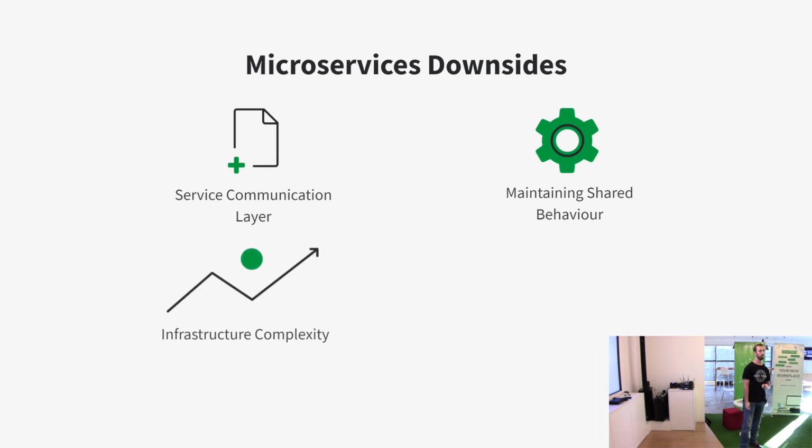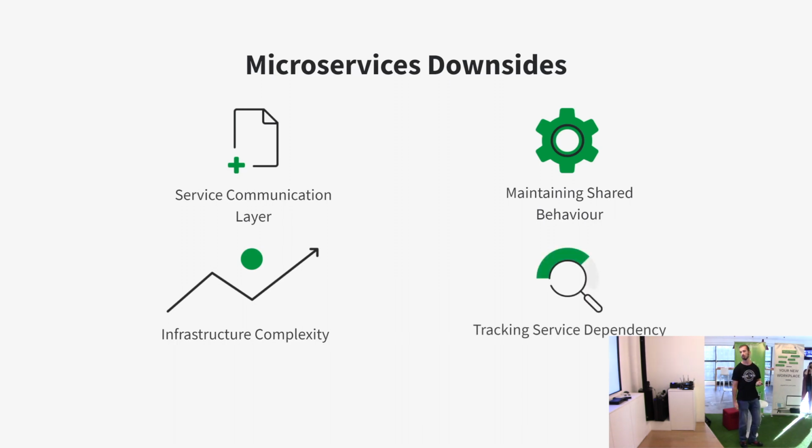Another thing is infrastructure complexity, right? If you have 1,000 microservices, you will have a big cluster of services to manage instead of just deploying your big release of a single monolith. And last but not least, we have to track the dependencies of all the services, how they work together, how they cooperate, if they are not too tightly coupled.